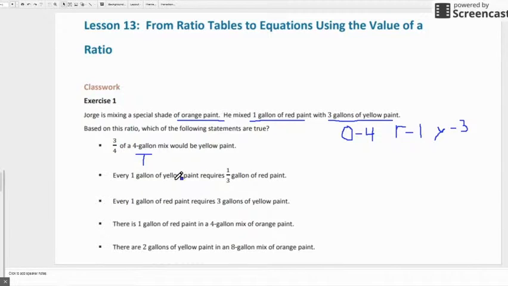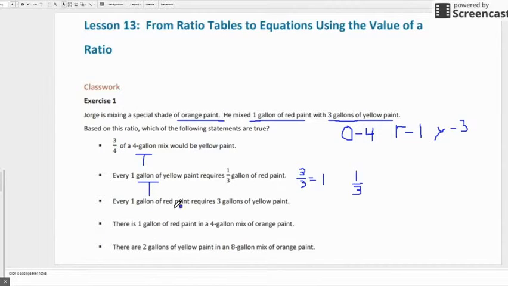For every 1 gallon of yellow paint requires 1/3 gallon of red paint. Well, up here in the ratio, we're given yellow gallons of 3. How would I convert the 3 to a 1? I have to divide by 3, and that gives me 1. If I use the same idea with the red paint, remember the red is giving me 1, I have to divide that by 3, and that does give me 1/3. So 1 gallon of yellow paint would need 1/3 gallon of red paint. So yes, that would be true as well.